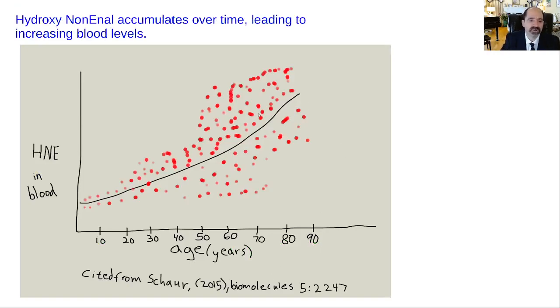So here's a graph just showing that hydroxynonenal, the toxic aldehyde from lipid peroxidation and from cooking oils, tends to accumulate at higher and higher levels in a person's blood as they get older. So older people tend to have more of this. And in general, older people have less efficient detoxification systems.